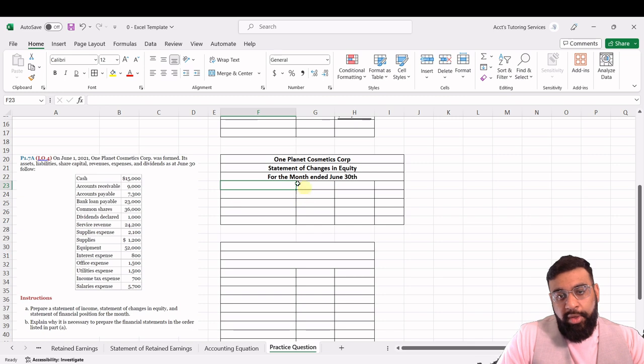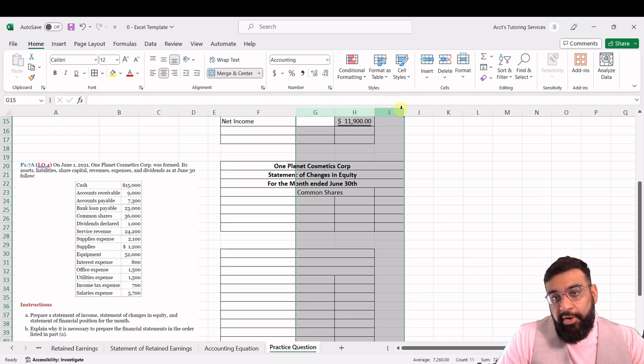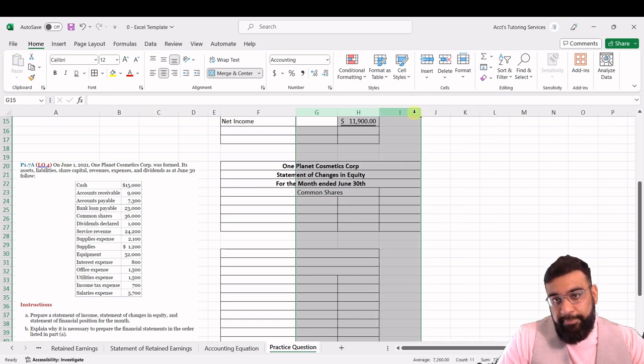And now we have a bunch of different categories. So over here, we're going to have the account name, so the actual description. I'm going to ignore that. Over here, we have the account names. So we're going to have common shares. Then we're going to have retained earnings and then total equity.